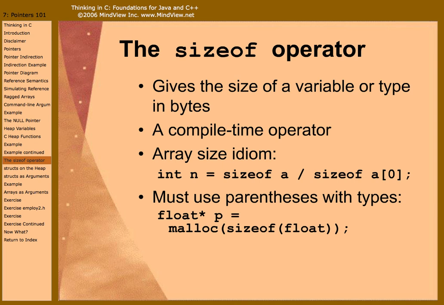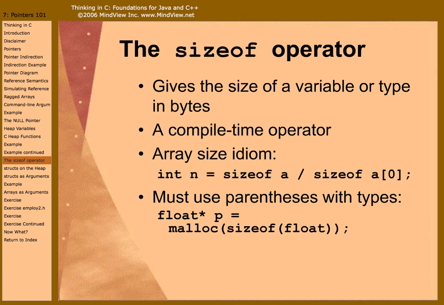The key feature is that it is a compile time operator. It gives you the size of the variable at compile time. So it's not something that you can find the length of a string with, and that's why we have the string length function. It turns out that there is a very nice idiom for finding the number of elements in an array. That's just taking the size of the array.